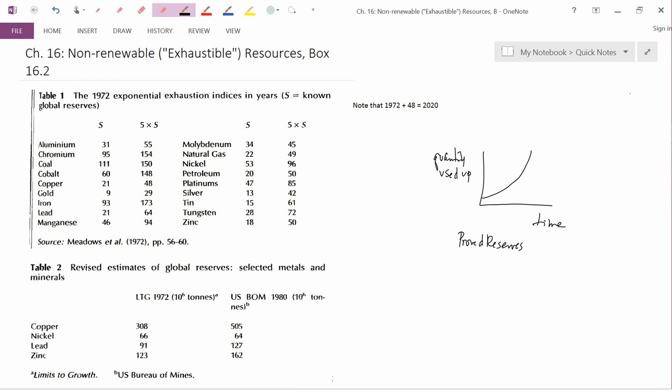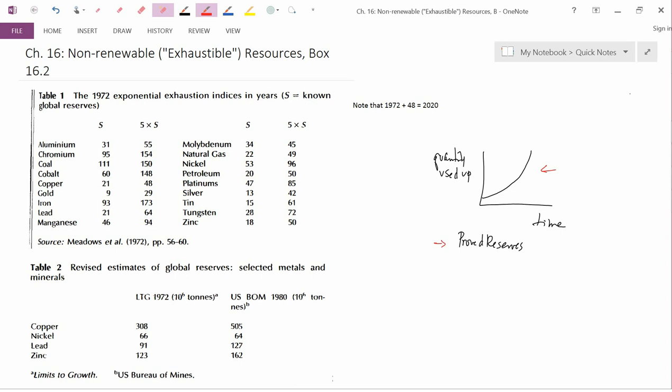And the exponential exhaustion index answers the following question. If you assume that the stock of the resource is proved reserves, and you assume that the future quantity extracted every year is going to rise exponentially, then when are we going to run out? And the answer, in years, how many years more do we have left, is the exponential exhaustion index.